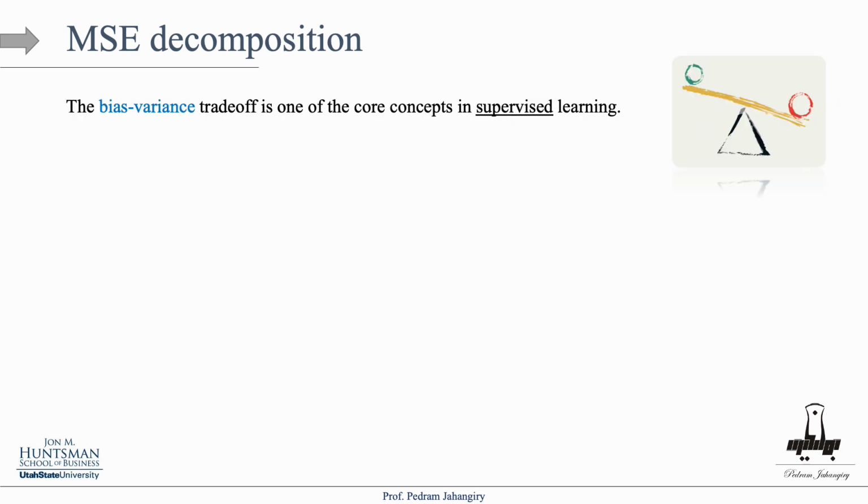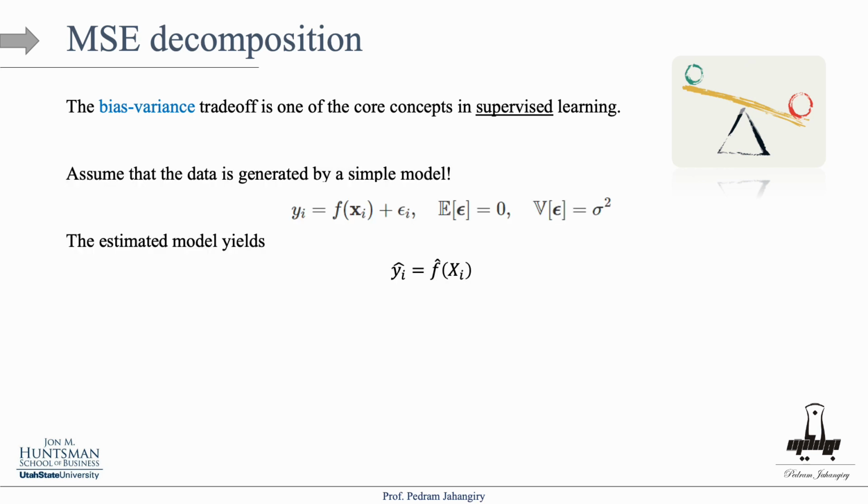Now let's see if we can mathematically decompose this MSE, mean squared error. As we stated earlier, the bias variance trade-off is one of the core concepts in supervised learning. Assume that the data is generated by a very simple model, and this is our model. Our target variable is a function of x, and we can add the parameters and hyperparameters as well, plus some noise. And this is a property of our noise: on average it is 0, and the variance is constant.